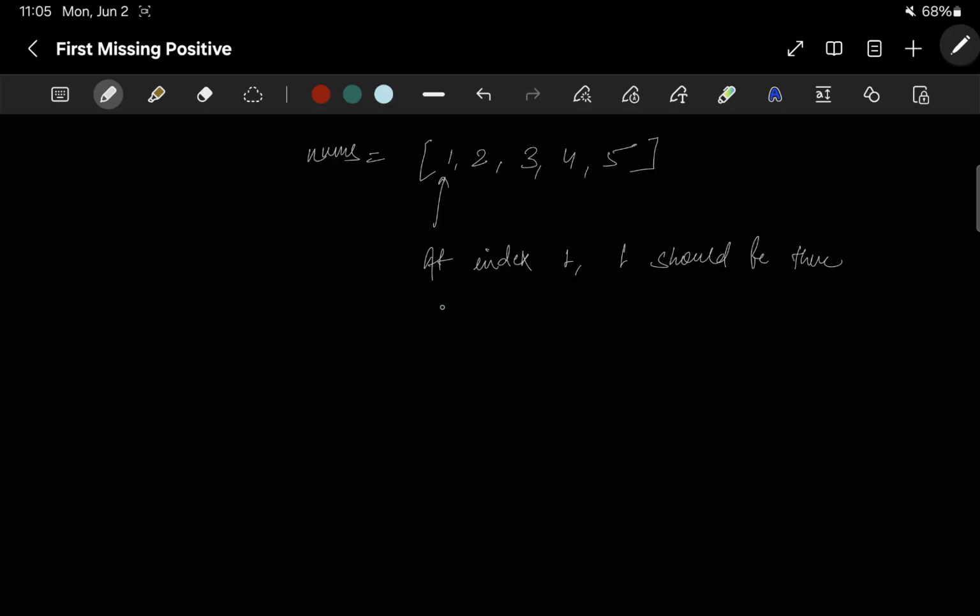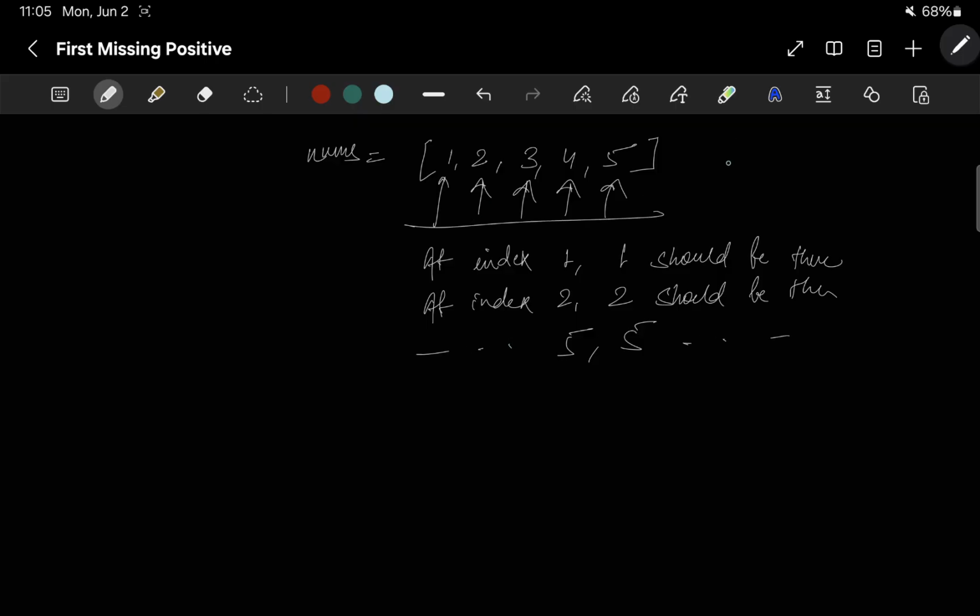So you are good. Now you again check at index 2, 2 should be there. Okay, so you do these comparisons somehow. Okay, you see that till index 5, everything at index 5, 5 should be there. So you see that you are exhausted, you got till the index 5, so your answer must be 6 because 6 is missing. The smallest number that is missing from this array is 6.